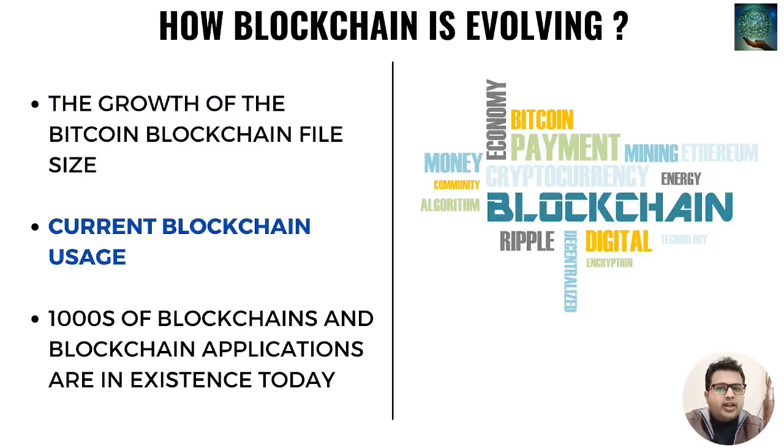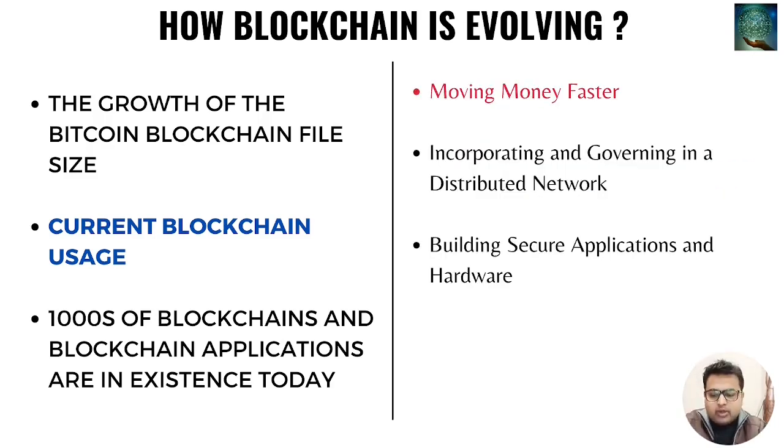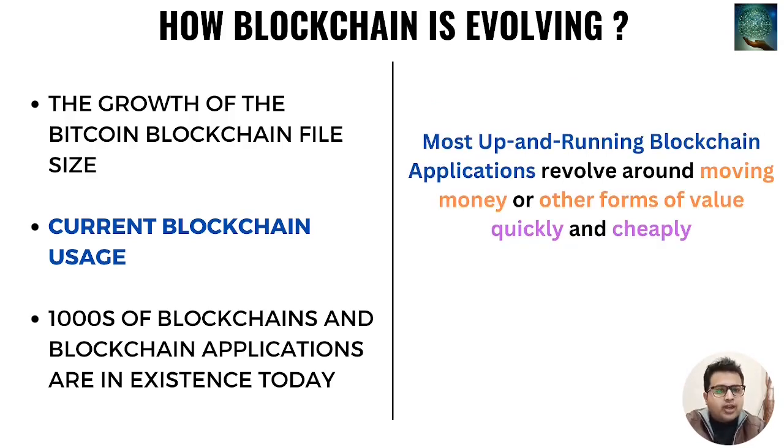And if I talk about the current blockchain usage, the current scenario where the blockchain is being used, the blockchain is used to move money faster. Most up and running blockchain applications revolve around moving money or other forms of value quickly and cheaply. Moving money means exchange of money. Let us suppose you have to pay money. If you use cryptocurrency, you can do it rapidly. So we will have a look into it. One of the most popular usages of blockchain is moving money or other forms of value faster, quickly, and cheaply.